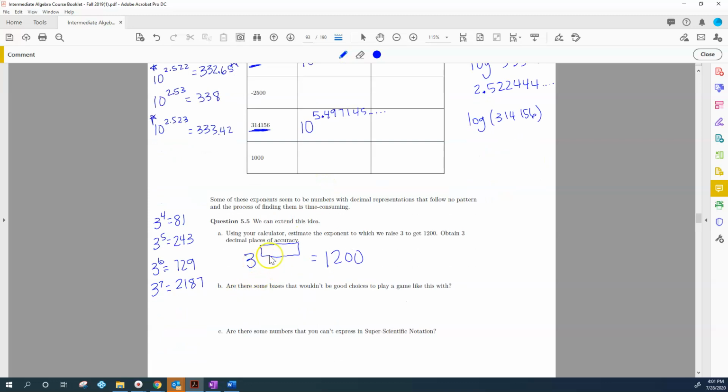But we could also do things in different bases. 3 to the what power gives us 1200, but your calculator won't do that. Well, some calculators will, I shouldn't say that. Some you can put in what the base of the log is. All right, so we'll pick up there next time and talk more about what logs are and what we're going to do with logs.